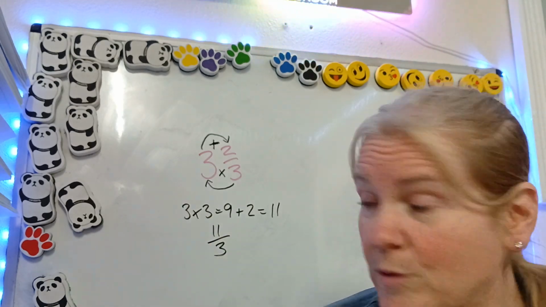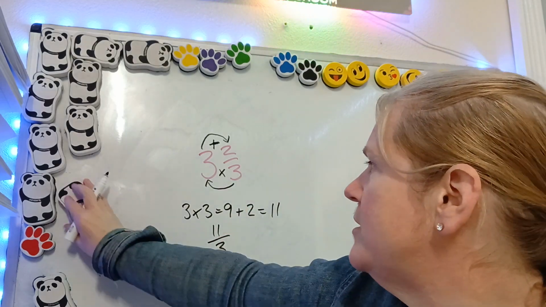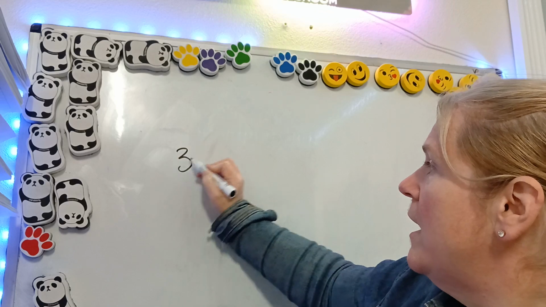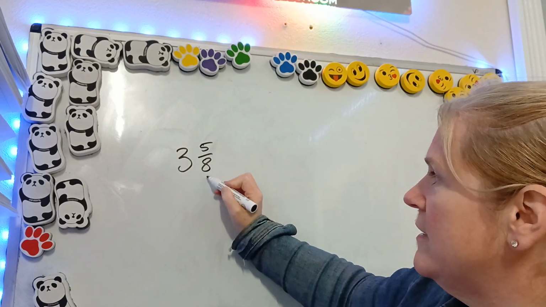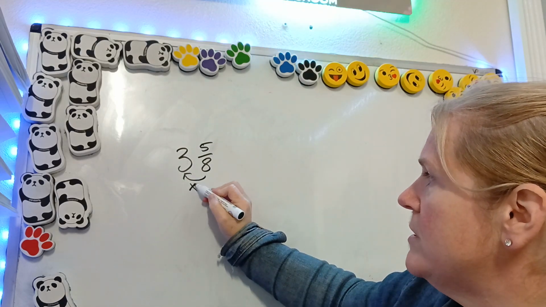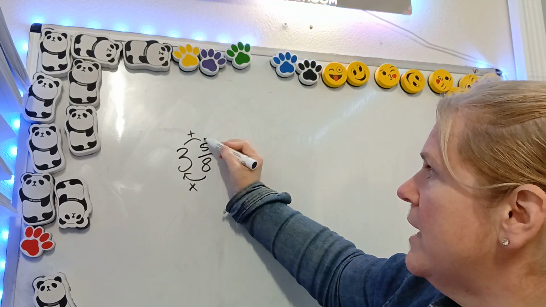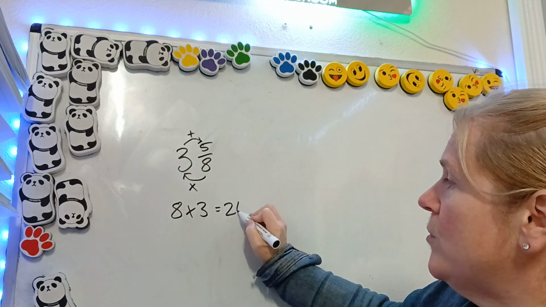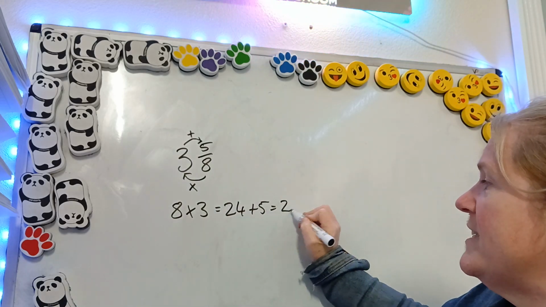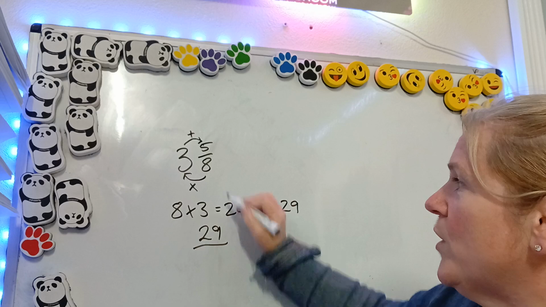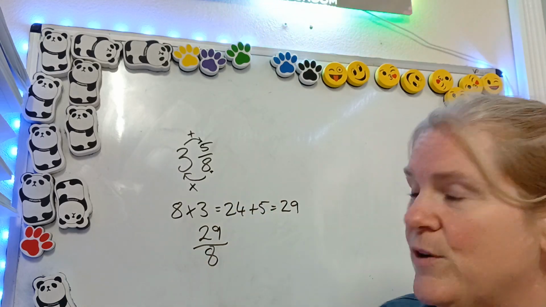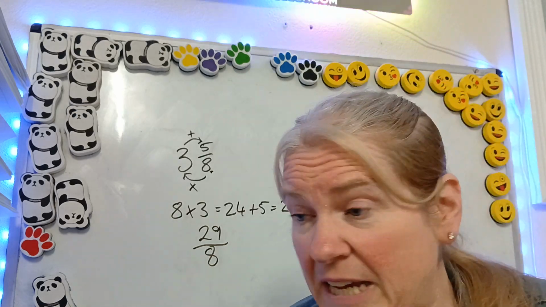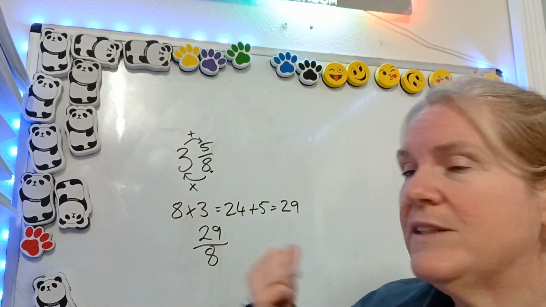I'm going to do one more of those using this method, and you'll see that it works with everyone. 3 and 5/8. So you're going to do that times that, and then that plus that. So we're going to do 8 times 3, which is 24, plus 5, which is 29. So it's 29 over whatever your denominator is. 29/8. That just tells you the size of your slices. It's always pizza, or cake if you prefer. Pizza all the way. Right, so that's how to do all those.